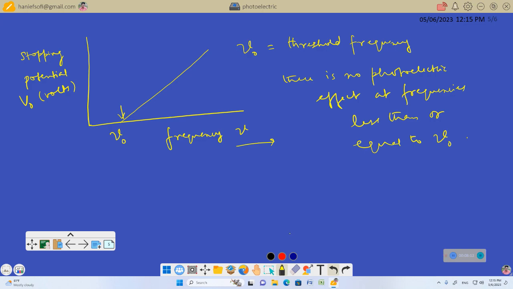Now, the question is, can we explain these experimental findings using the wave theory of light? Now we will see that. Let me write: explanation of the photoelectric effect using wave theory of light.